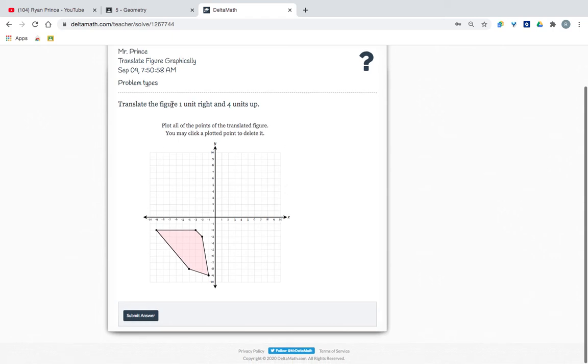If you translate the figure 1 unit right and 4 units up, that just means every point. So 1 right, 4 up: go to this point, 1 to the right, and then 1, 2, 3, 4 up. You could have seen that it was straight across from there too. But here we go, 1 to the right, 1, 2, 3, 4 up, and then again 1 to the right, and 1, 2, 3, 4 up. That's all you have to do for every one of those.